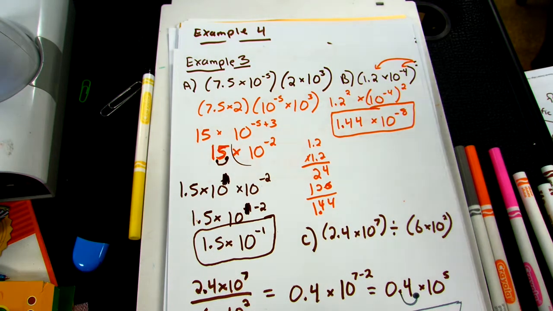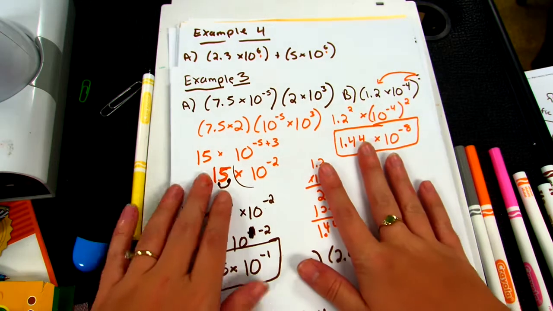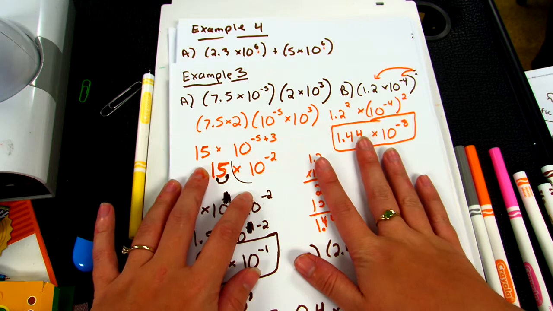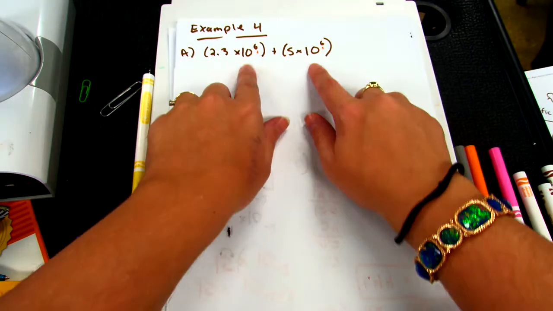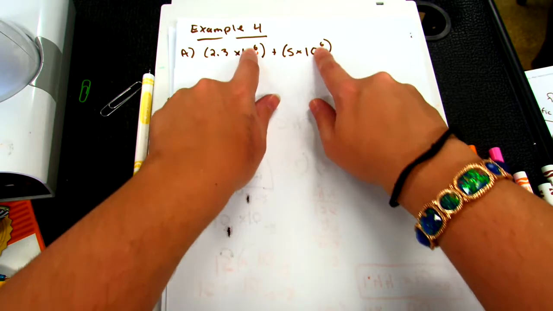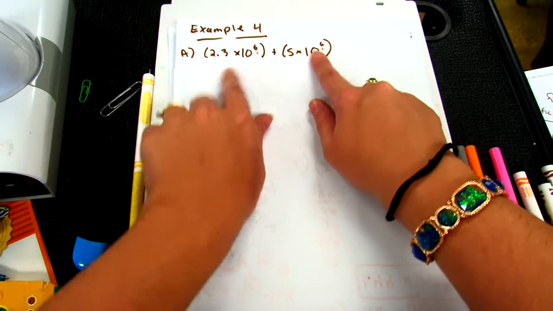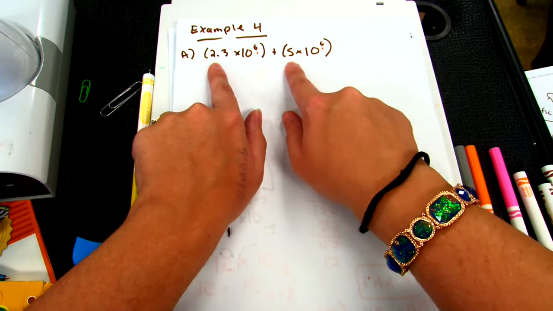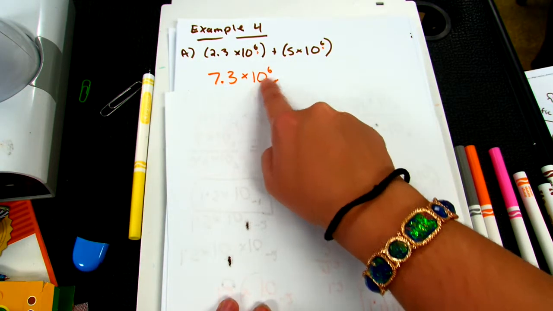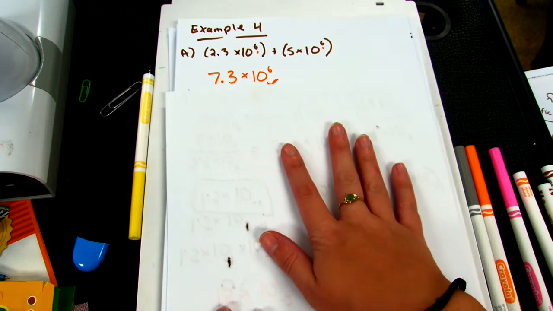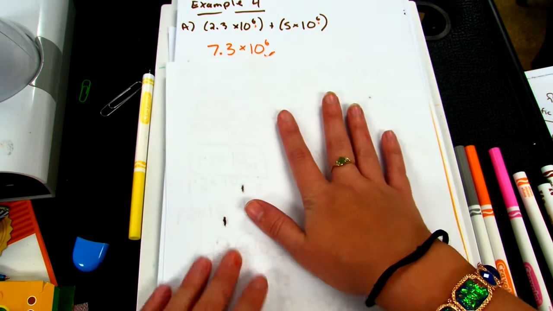However, if we're not in like terms, we have to make them like terms. So our first example is 2.3 times 10 to the 6 plus 5 times 10 to the 6. So notice we both have 10 to the 6. So we have like terms. So we've got 2.3 apples plus 5 apples, which is 7.3 apples. So 7.3 times 10 to the 6, which is in scientific notation, so we're done.